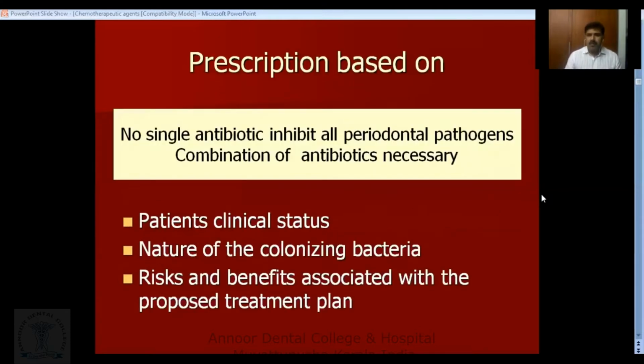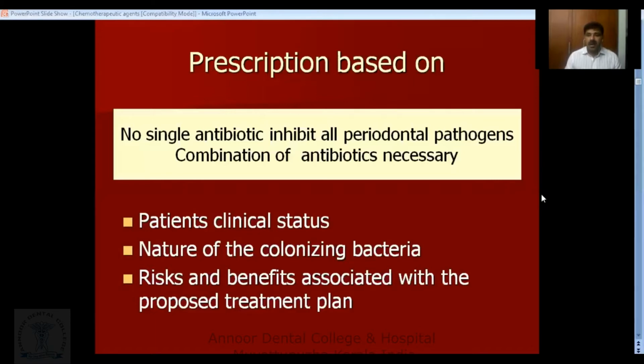So how do you base your prescription? As I told you before, no single antibiotic will inhibit all periodontal pathogens. So basically, you may have to combine two or three antibiotics, so that you have cumulative effects acting together to control the growth of periodontal pathogens. Your prescription of an antibiotic may be based on the following things: the clinical status of the patient, whether he's having any systemic problems or systemic diseases.